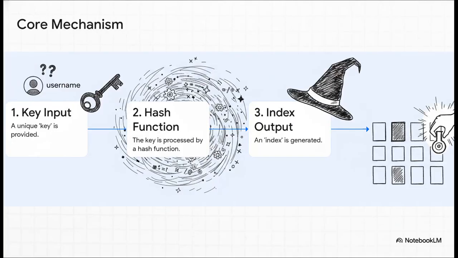The real magic happens in this beautifully simple process. You take your key, let's say it's username, and you feed it into a special hash function. This function is like a super fast sorting hat. It doesn't think, it just does a quick calculation and instantly spits out a number. That number is the index, or the exact slot where your data lives. That's it. No more searching, just pure direct access.